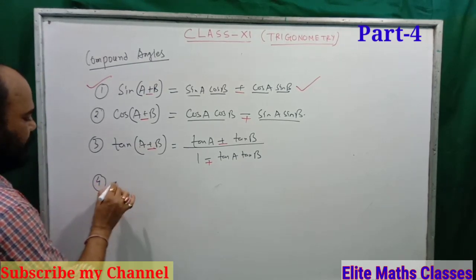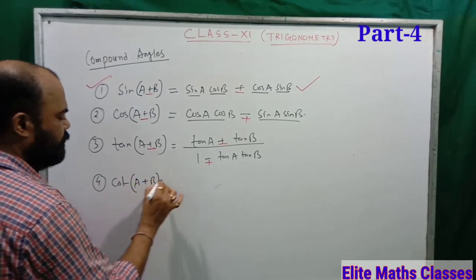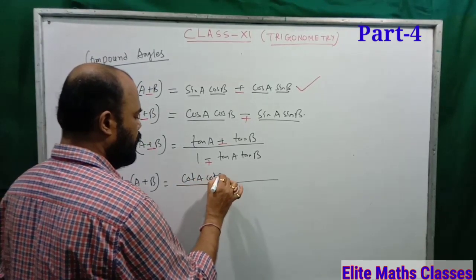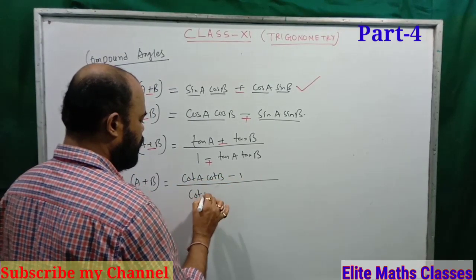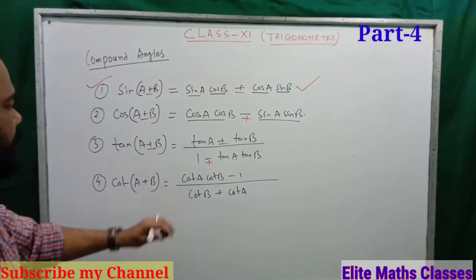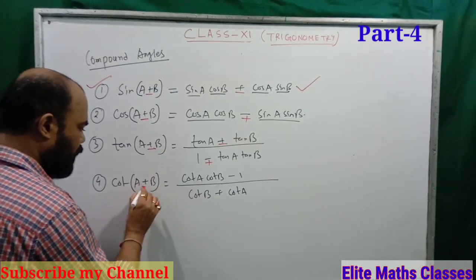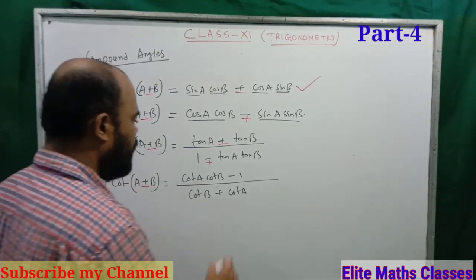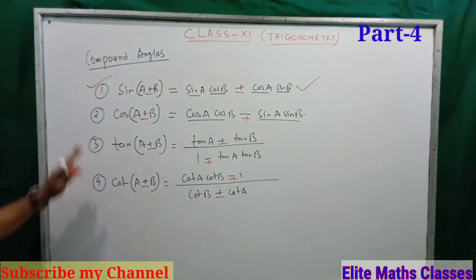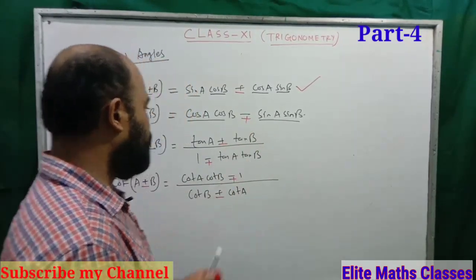Number 4, for cot(a plus b), the formula is (cot a cot b minus 1) by (cot b plus cot a). This is the formula for cot(a plus b). So similarly, what will be for minus? If it is minus, here it will be plus, here it will be minus. So in total, by remembering these 4 formulas, you can actually remember 8 formulas.